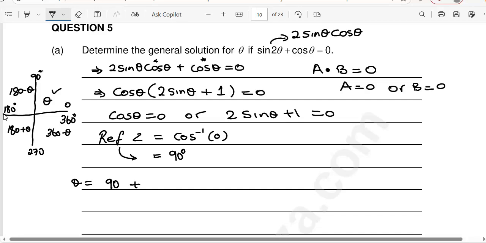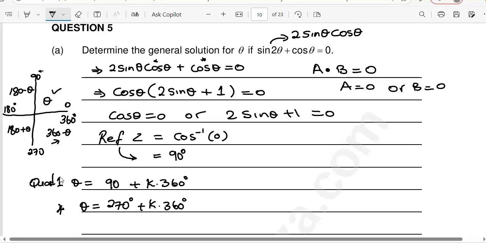When you're dealing with the general solution for cos and sine, you add k times 360 degrees. So this is for quadrant 1. For quadrant 4, this is where theta is also positive. We're going to have theta equal to 360 minus the reference angle. As you can see, 360 minus the reference angle will give us 270. So this will be 270 degrees, and you add k times 360 degrees. Then that's it for the cos.